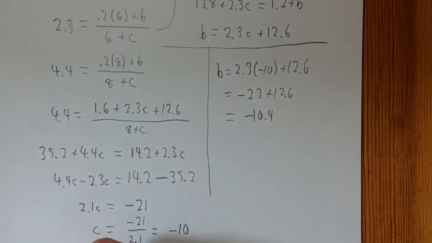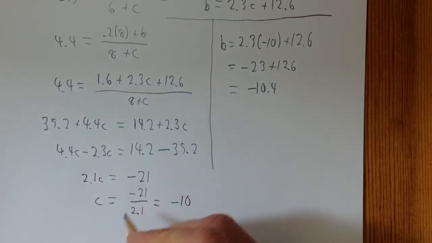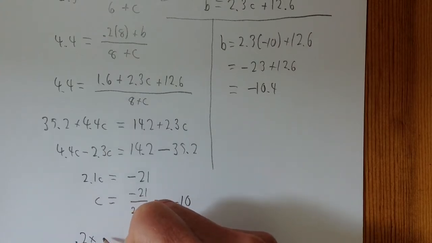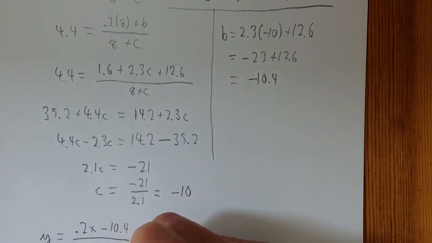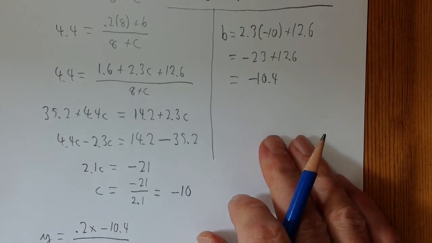So finally our linear model is the magnetic field strength is A, which we already knew, that was 0.2x, plus B, B is negative 10.4, so I'll write minus 10.4, divided by x plus C, C is negative 10, so x minus 10. Okay, there's our linear model. Pretty cool. Hopefully it's right. Now let's do part B.